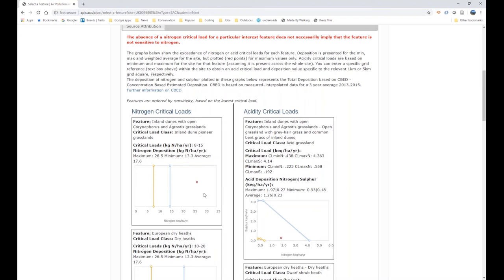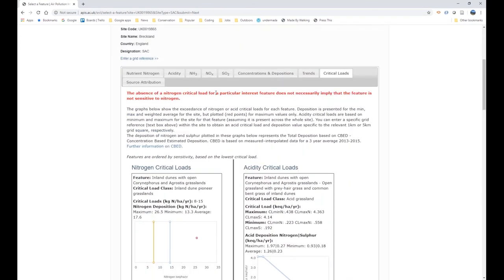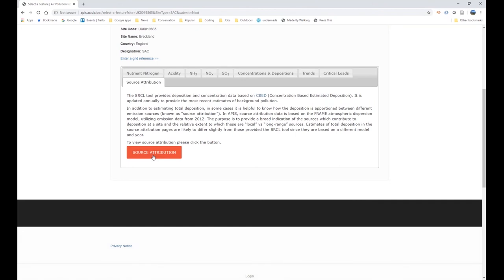Is this site at risk or no, would you say? It's at risk, right? Okay. So the background pollution is much higher than what we expect the habitat to be able to operate at, and that will help people to decide whether to intervene there or not.